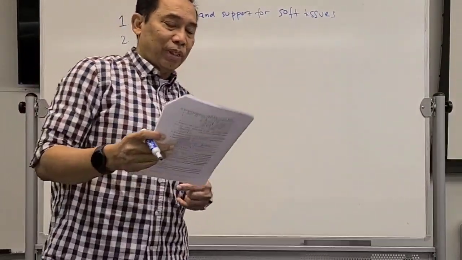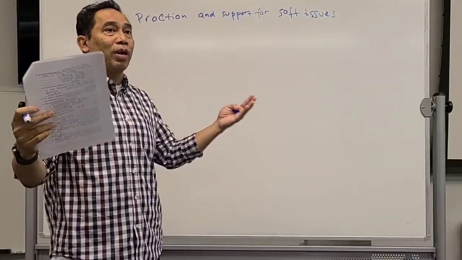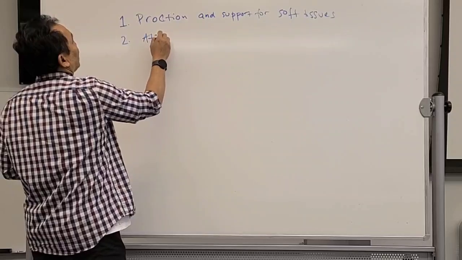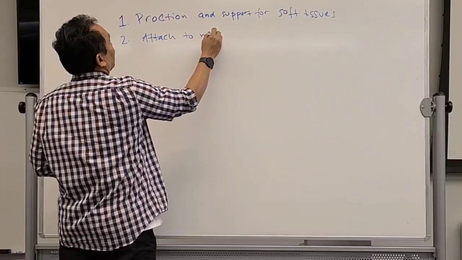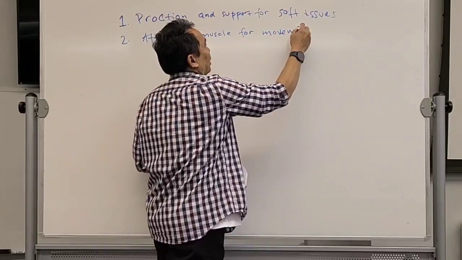Number 2, bones attached to the muscle for what? Movement. Attached to muscle for movement.